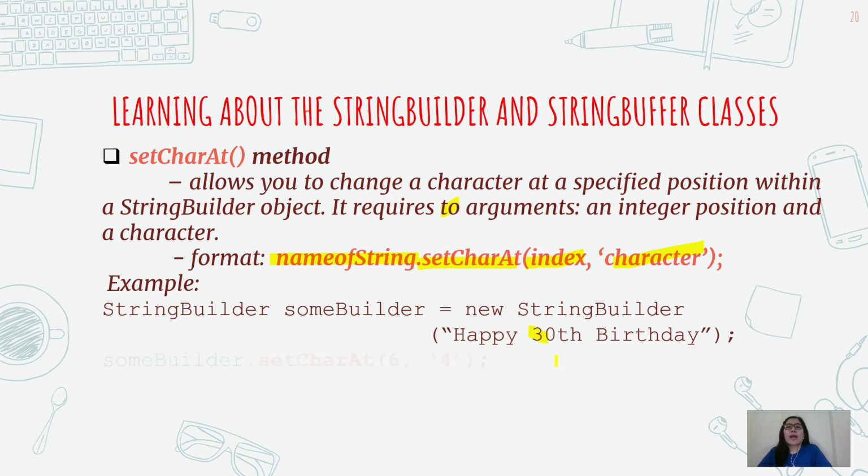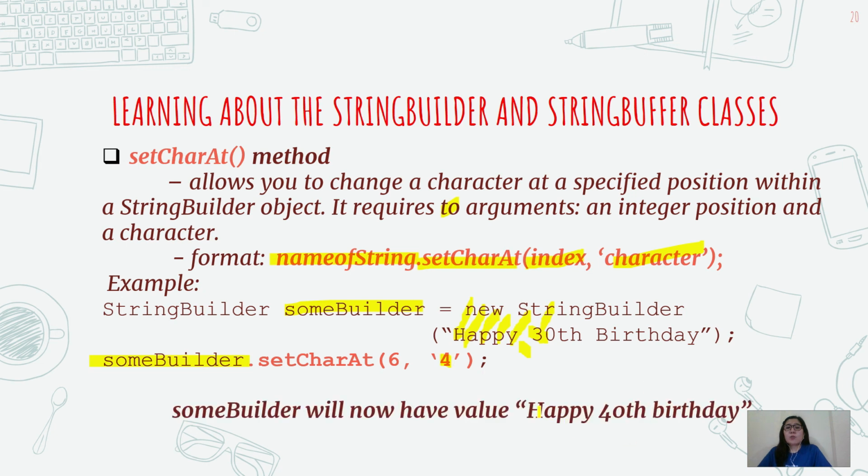So, how? We have the sumBuilder using the reference .setCharAt. So, let's count again. 0, 1, 2, 3, 4, 5 the space, 6. So, we replace the sixth, 6, whatever we will replace it with. So, let's make it 40th. We enclose it in single quotation since this is a character, so 4. So, the output will be happy 40th birthday.